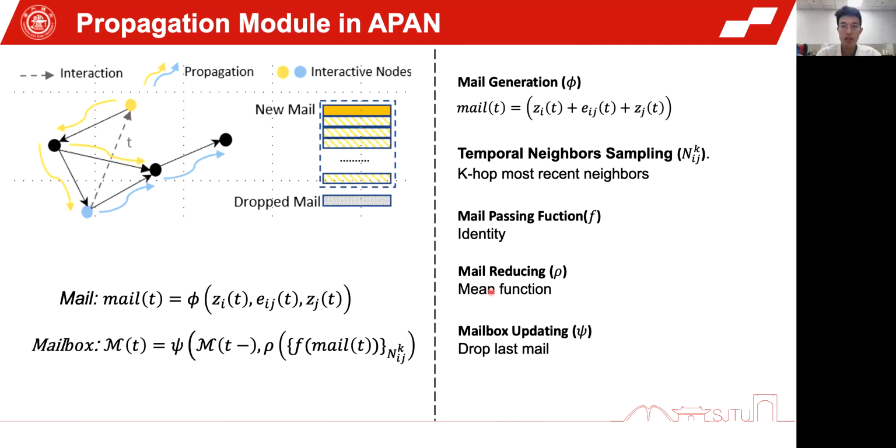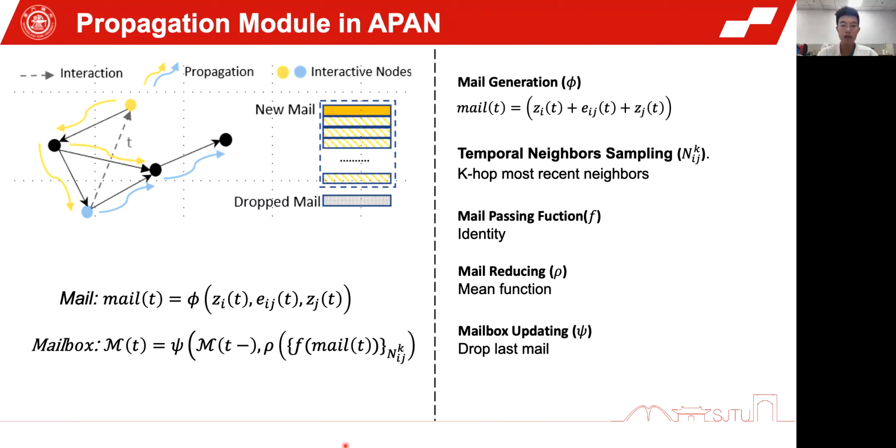And the fourth one is mail reducing. In practice, a node may receive multiple mails during mail propagation, and some super active or high-degree nodes receive more mails than the low-degree nodes. To avoid this imbalance, we use a reduction function of mean operation to transform multiple mails into one mail.